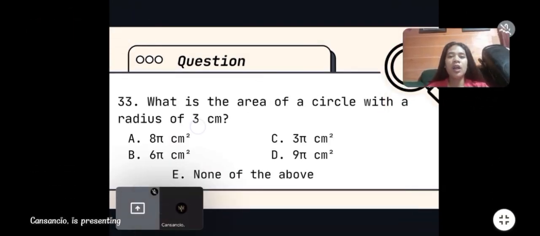So let's proceed to number 33. What is the area of a circle with a radius of 3 cm? A, 8 pi centimeter squared, B, 6 pi centimeter squared, C, 3 pi centimeter squared, or letter D, 9 pi centimeter squared, or letter E, none of the above.